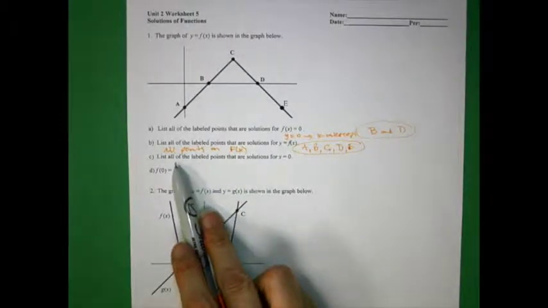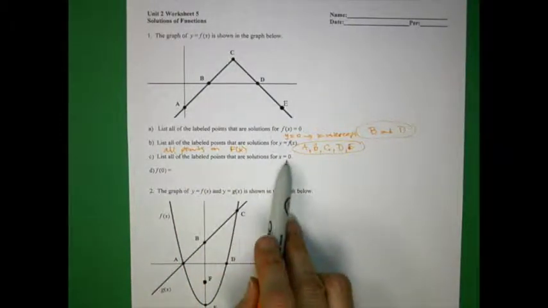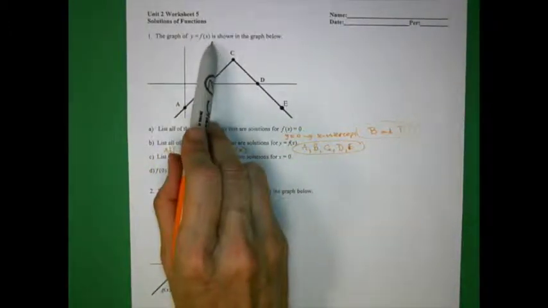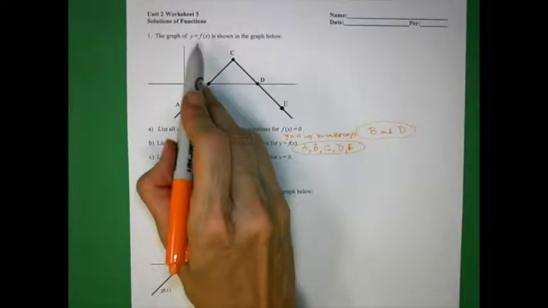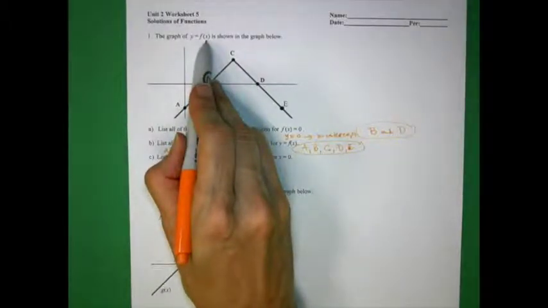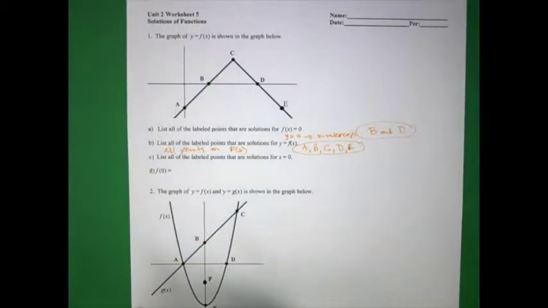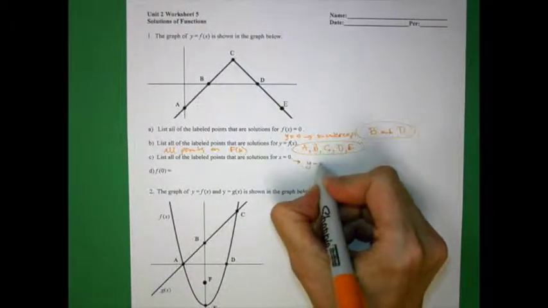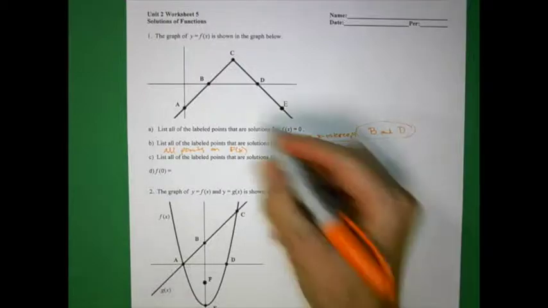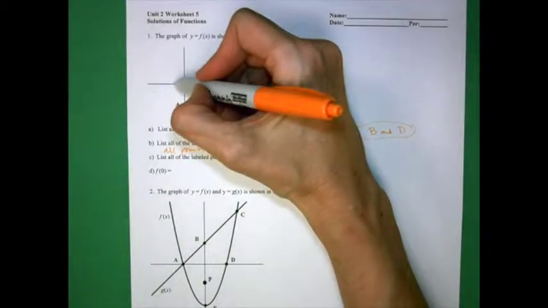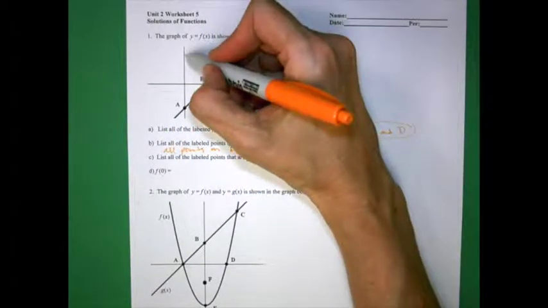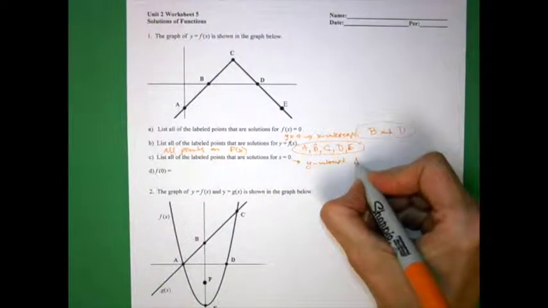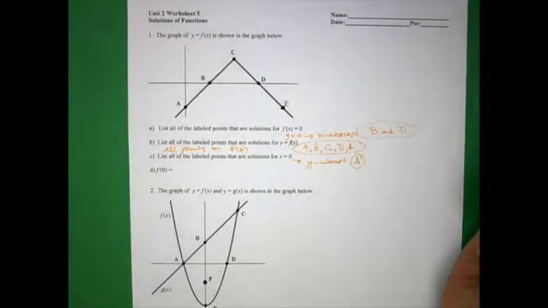Now, for this one, list all of the points that are solutions for x equals 0. So think about where, here you have y equals f of x. X equals 0 means 0 is going to be plugged in for x, and you're going to get out a y value. If x equals 0, that means you're going to be getting the y-intercept. Graphically, here's where x is negative, here's where x is positive, here's where x is 0, and that's happening right at point A. So point A is the y-intercept.